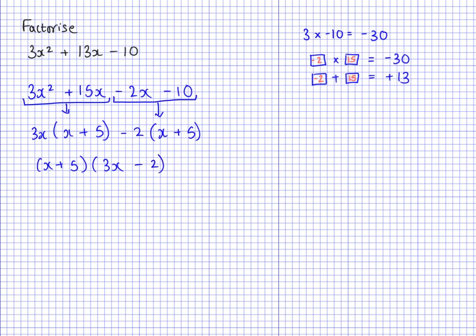And now I have factorized the expression that I had. So we had 3x squared plus 13x, take away 10. And now factorized would be this. So I've got x plus 5 multiplied by 3x take away 2.